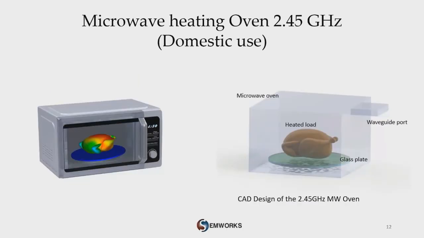For the microwave heating, we have a 2.45 GHz microwave oven used for domestic use. The CAD design was made using SolidWorks, and it contains a rectangular microwave oven filled with air and connected to a 2.45 GHz microwave source via a rectangular waveguide operating in the TE10 mode. Near the bottom of the oven, a glass plate is inserted with the heated sample.